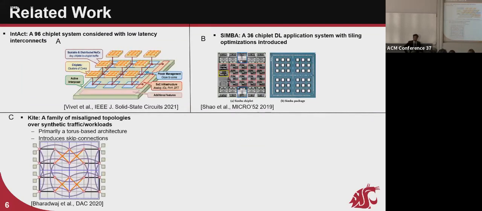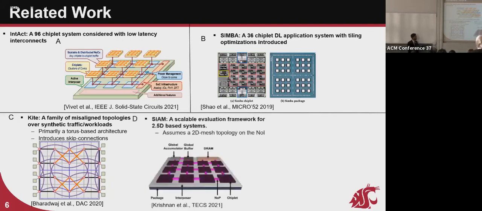Then there's a family of topologies which are misaligned, called Kite, where skip connections are introduced, like the purple or the orange one, but it is primarily a torus-based architecture. And then there's SIAM, which was a CASES paper in 2021. It's a scalable evaluation framework for 2.5D systems. It assumes a 2D mesh on the NOI.